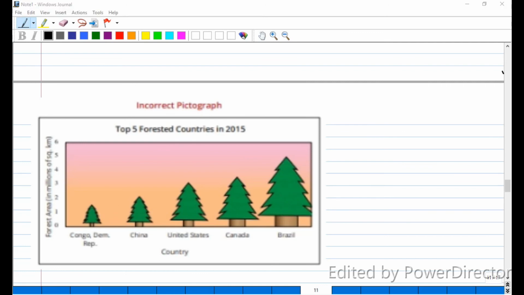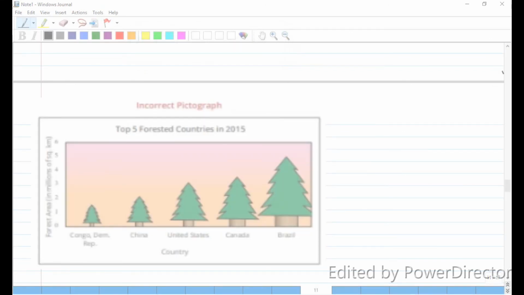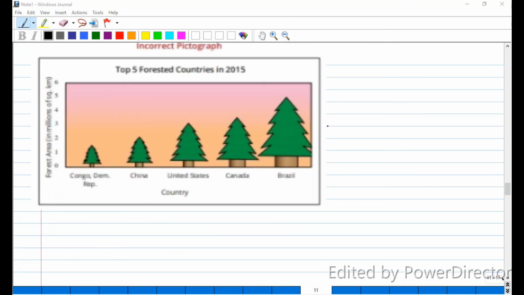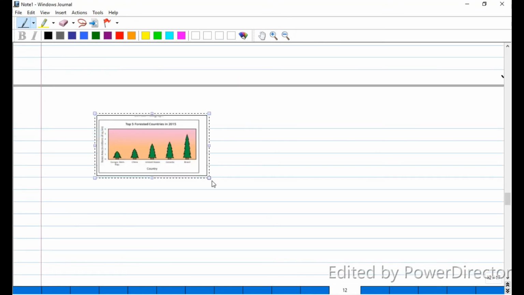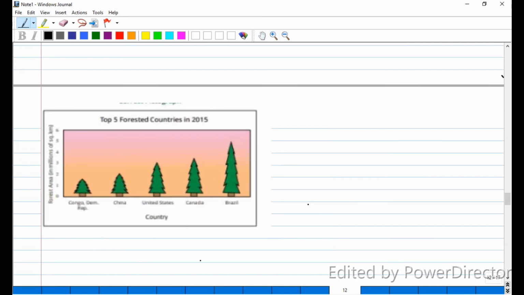But the actual pictograph should look like this. You keep the width the same all the way across. The only thing that increases would be the height that would go with the number over here. Okay, so that's just one way that data can be misleading.